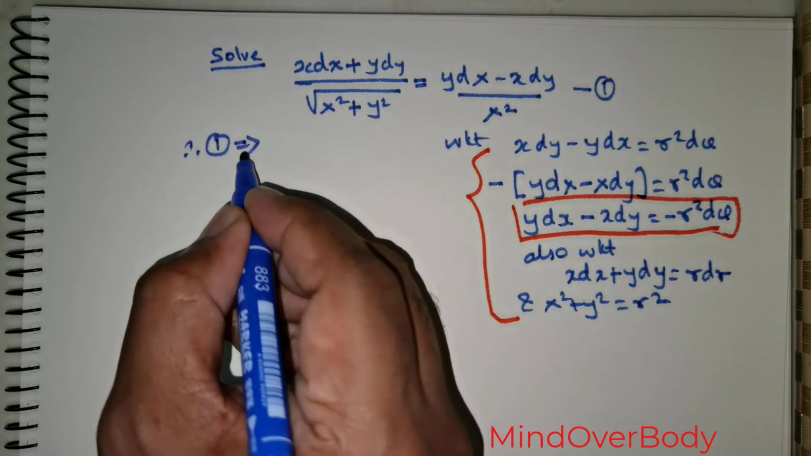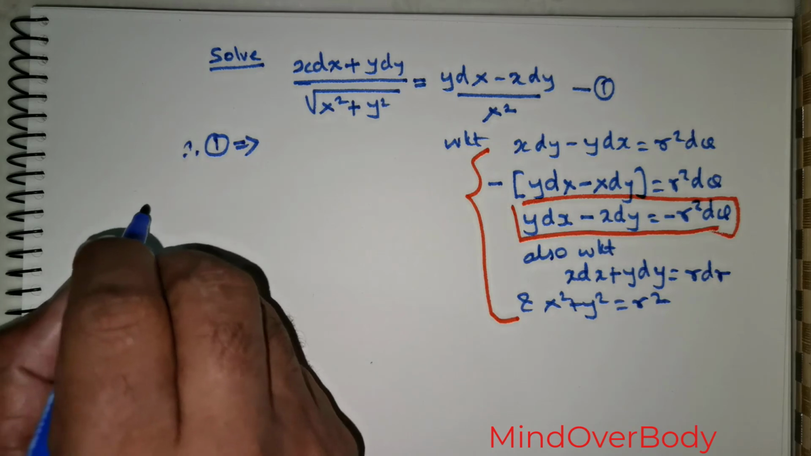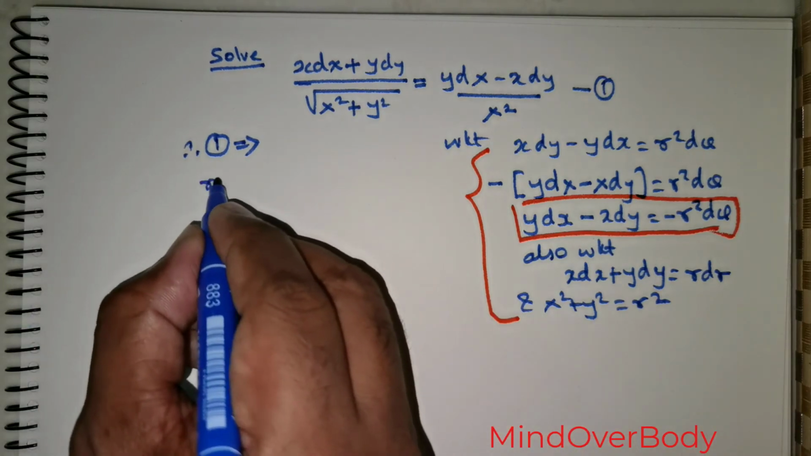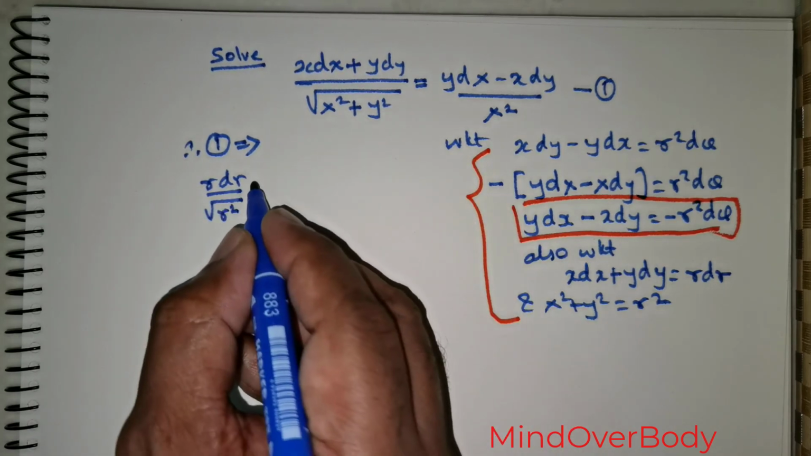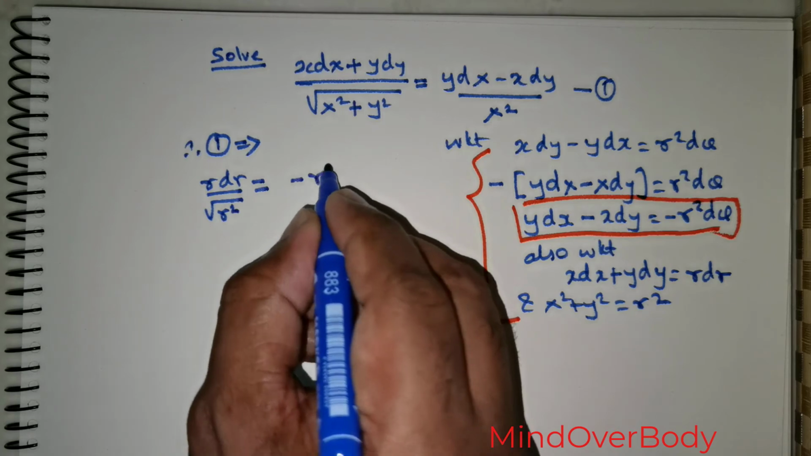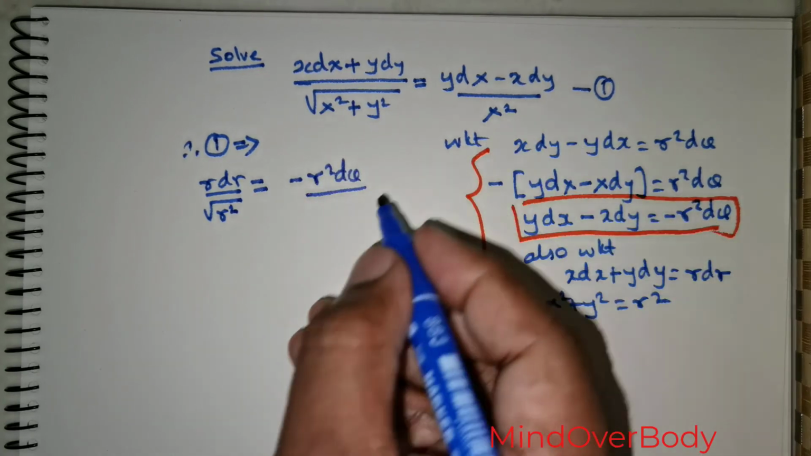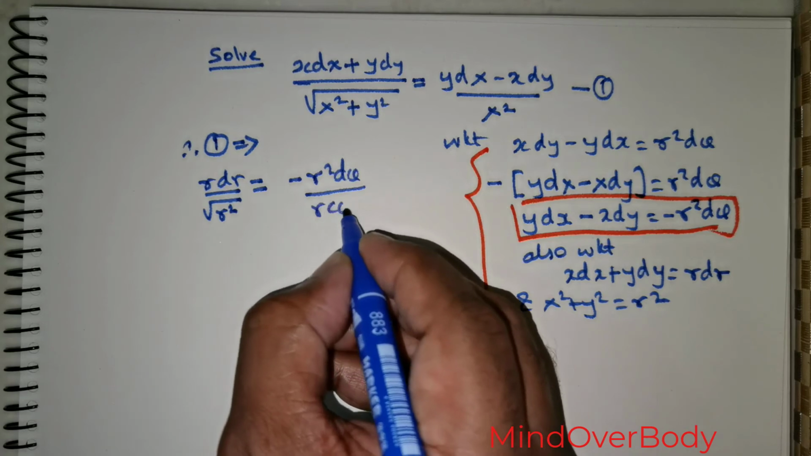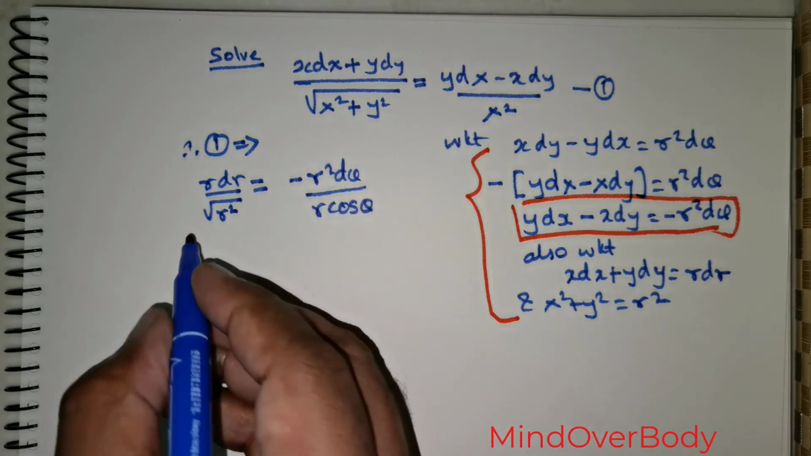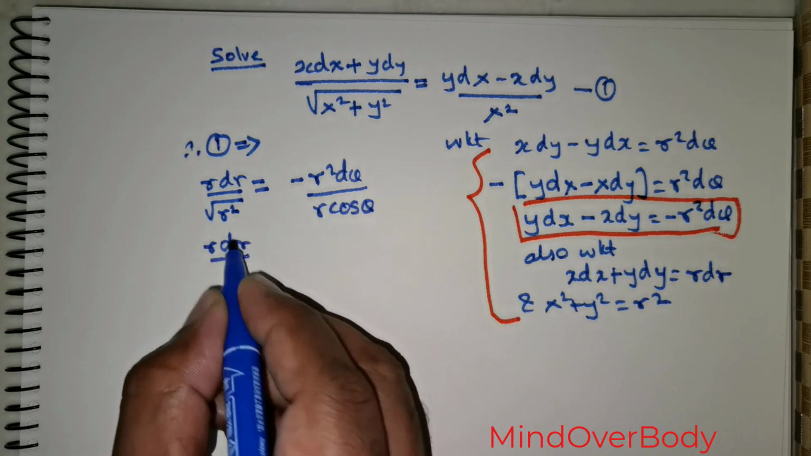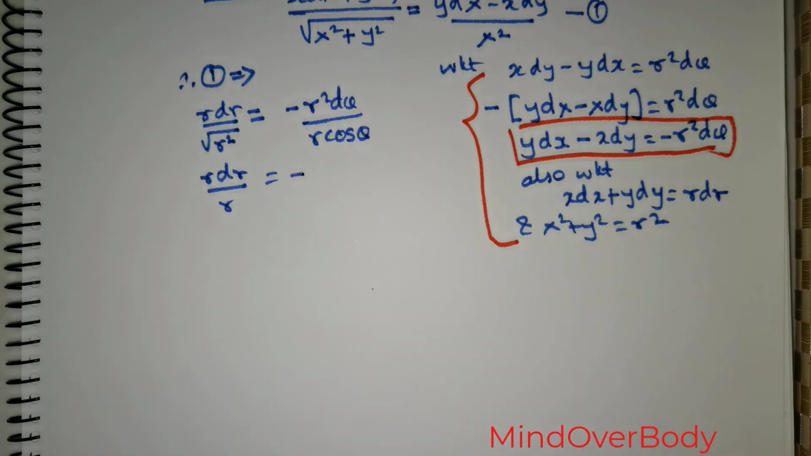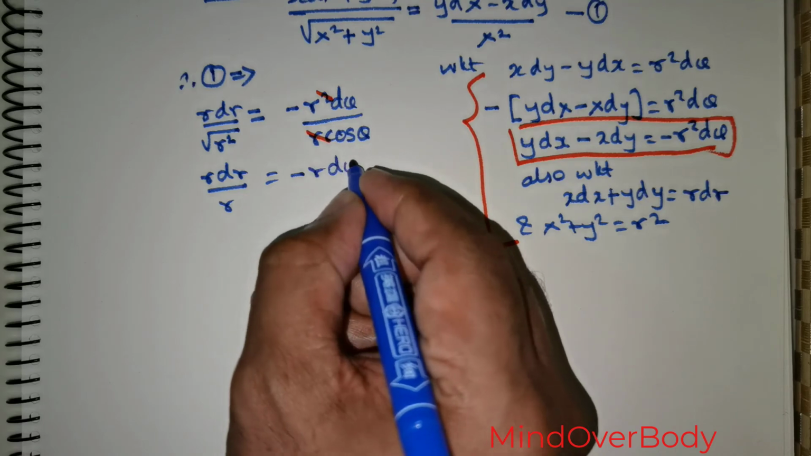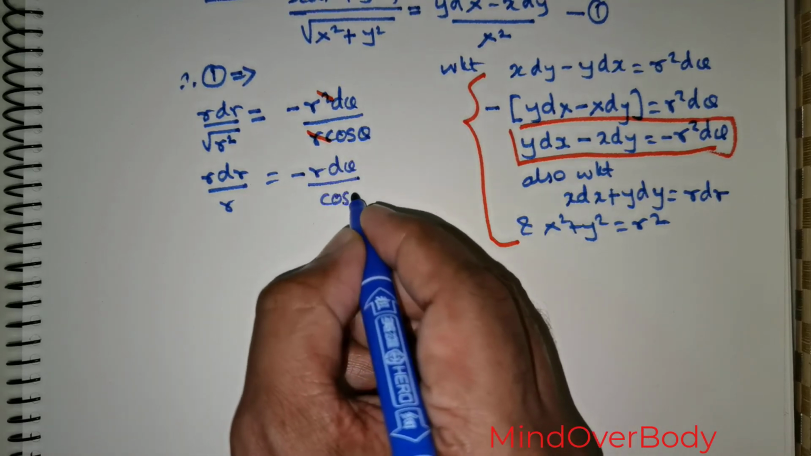So using all this, we are going to be rewriting. Therefore one can be rewritten as, in place of x dx plus y dy, I'm going to substitute r times dr divided by square root of x squared plus y squared, which is r. In place of this is going to be negative r squared d theta divided by x squared. x is nothing but r times cos theta. So this can be rewritten as r times dr. Root of r squared will give me r, and I get a negative.